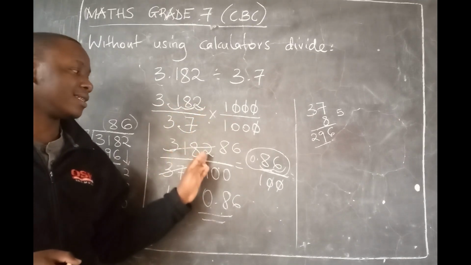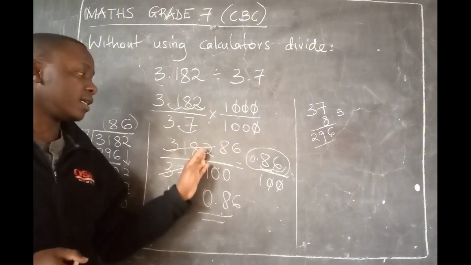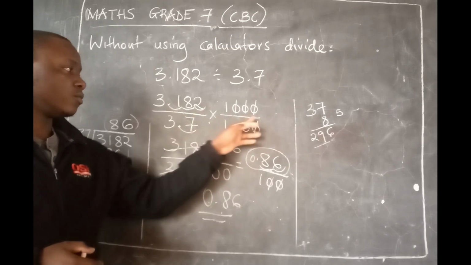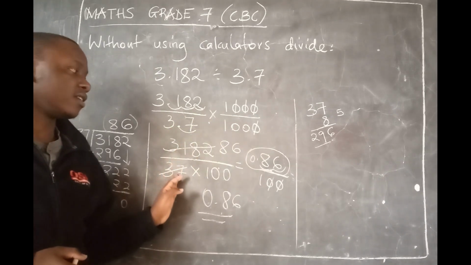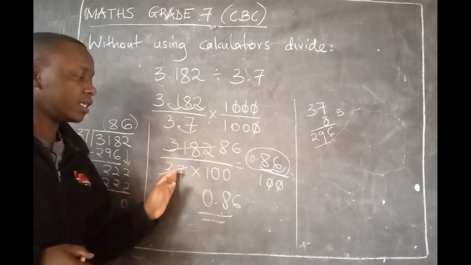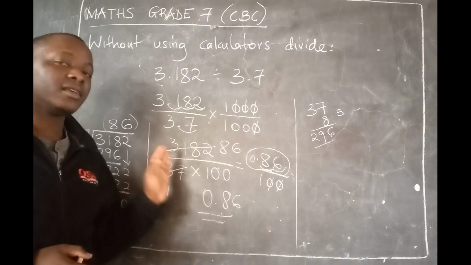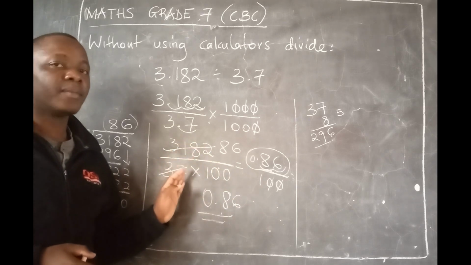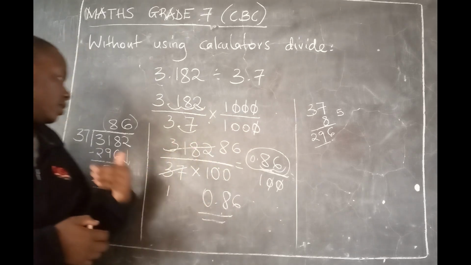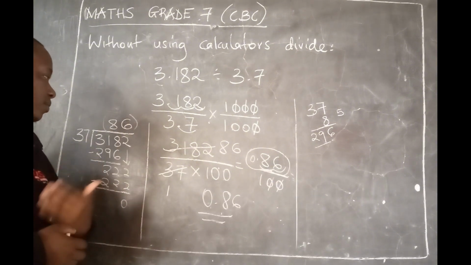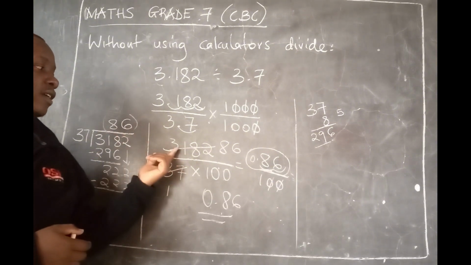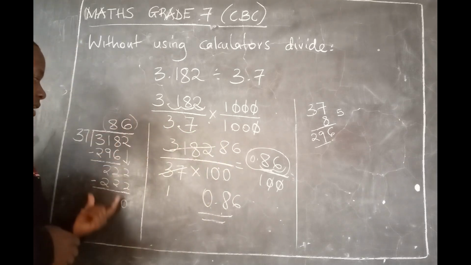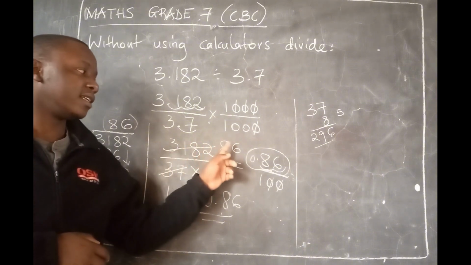This one remains as 3182, divided by this one. You just remove 1 decimal place, so it is 37 times 100. You don't multiply, you don't say 3,700. No, you just leave it as that. Then you divide this by this. Remember, the aim was to remove the decimals so that you can divide simply without using the decimals. If you divide 3,182 by 37, you should get 86.